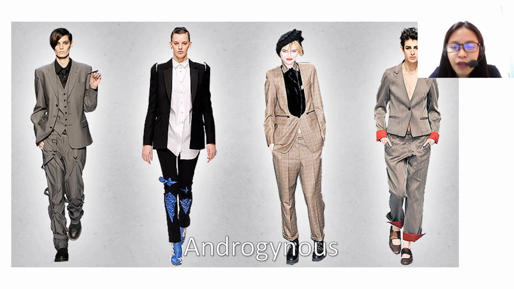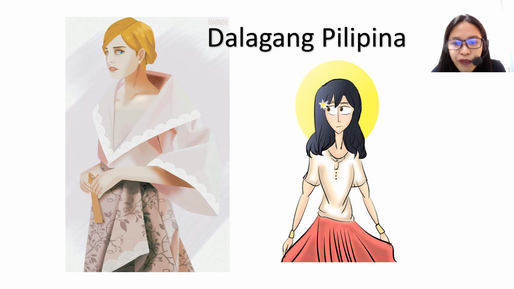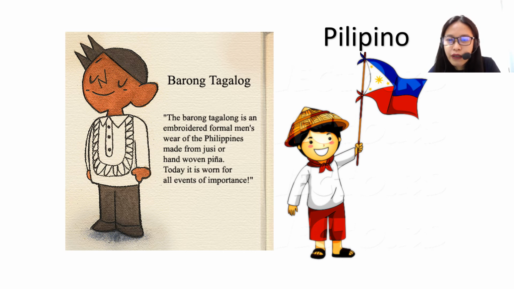So you can see, they are expressing themselves whether they're female or male. They could be masculine, they could be feminine. So these are androgynous examples. And for the Filipino people, of course, what we say is, if you are a woman here in the Philippines, of course, you need to have dalagang Pilipina characteristics. And if you are a man here in the Philippines, of course, you must portray the masculine culture of the Filipino people.